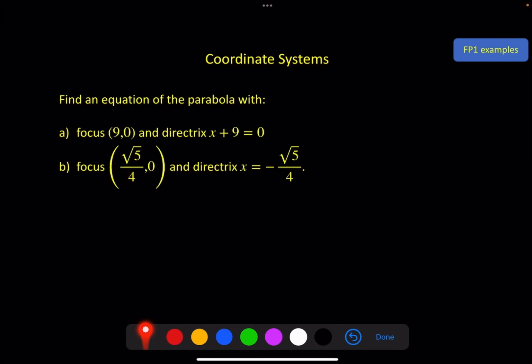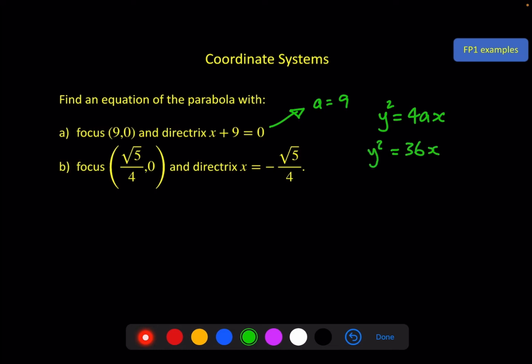Find an equation of the parabola with focus 9, 0 and directrix x plus 9 equals 0. So immediately both of these bits of information tell us that a is equal to 9. So an equation of a general parabola is y squared equals 4ax, and if a is 9, then this becomes y squared equals 36x. And that is the equation of the parabola with this directrix and this focus.